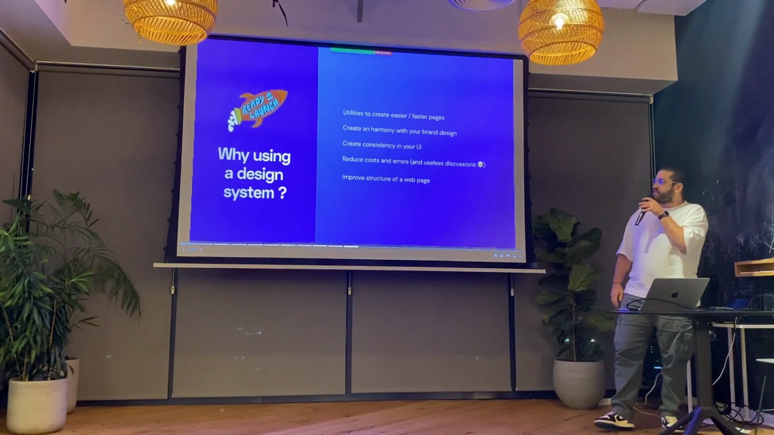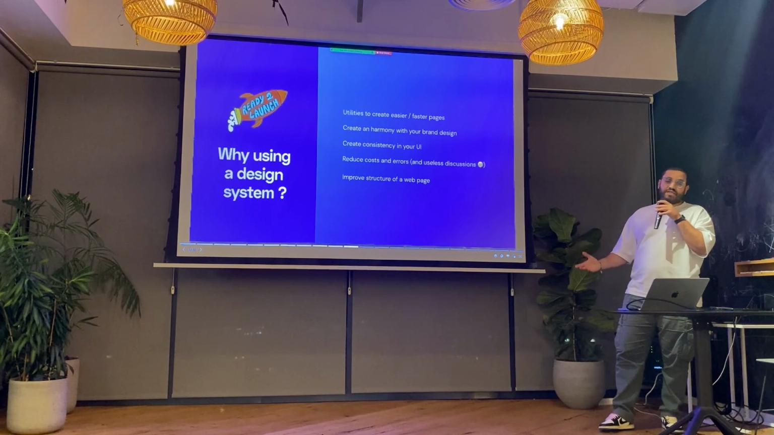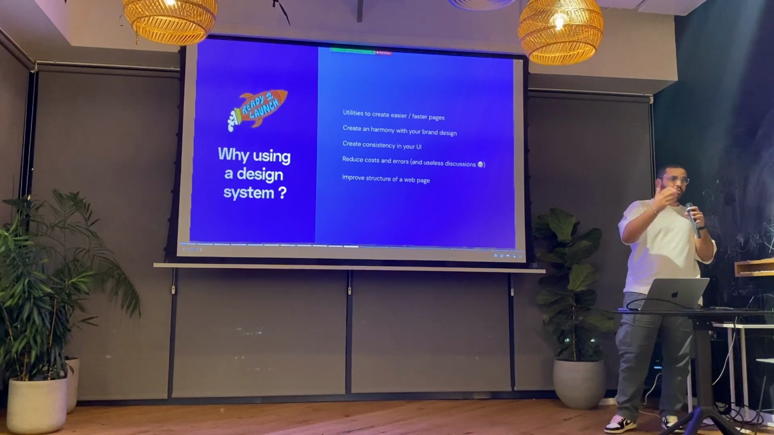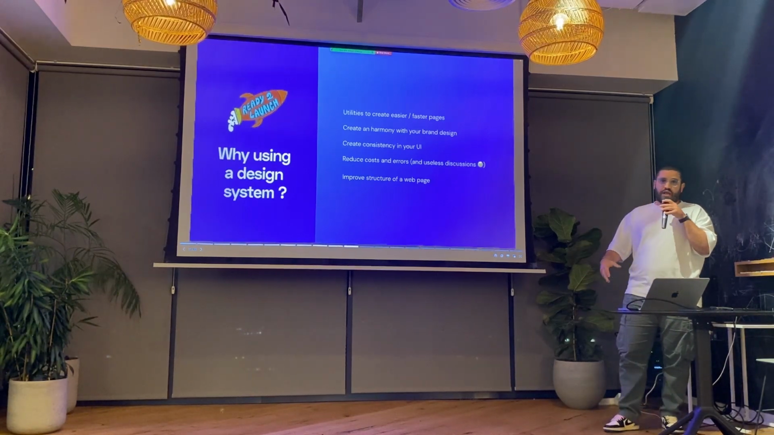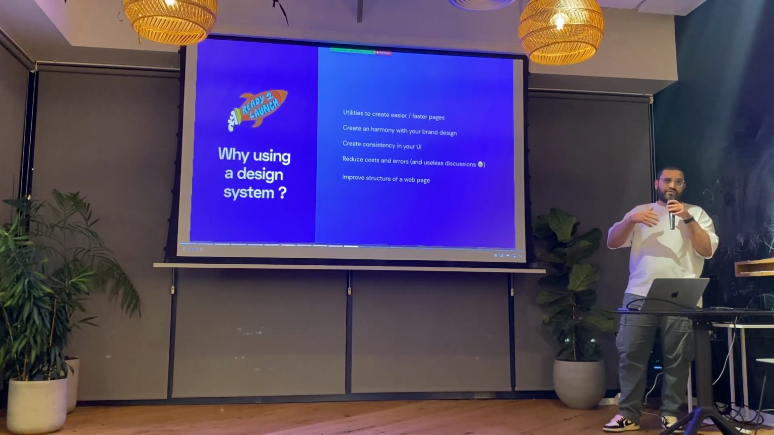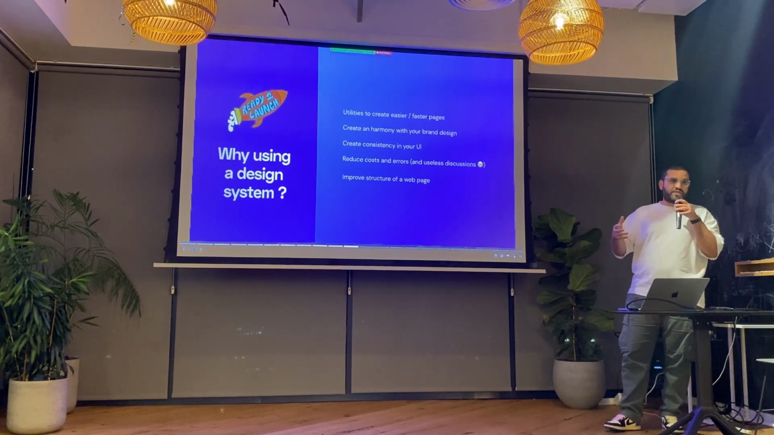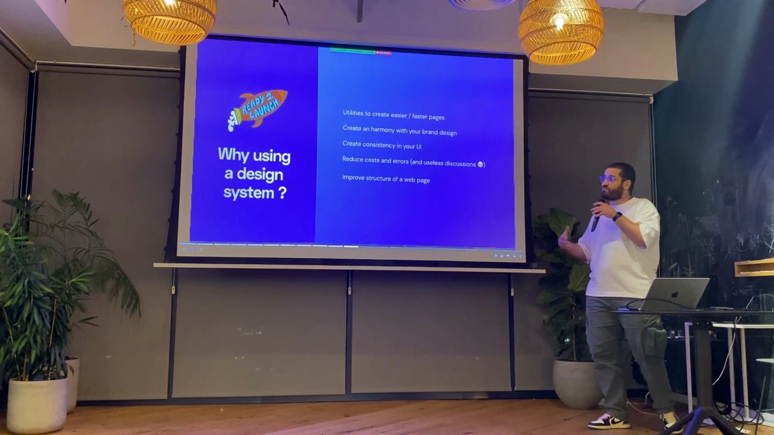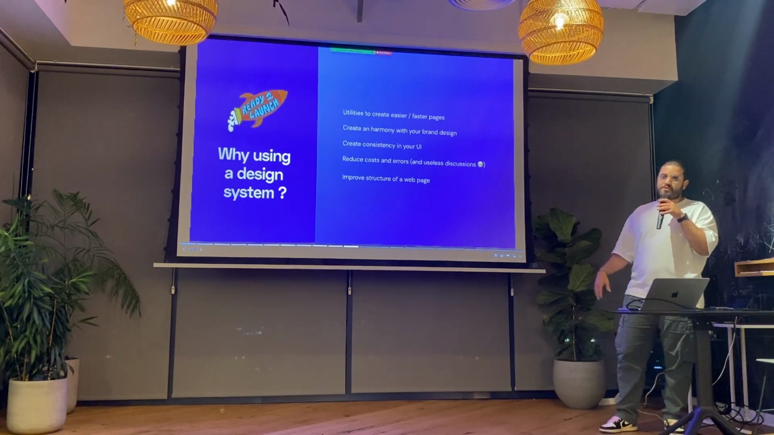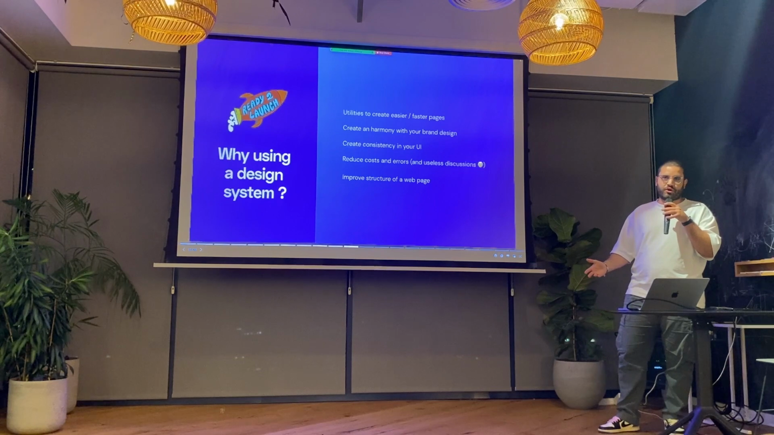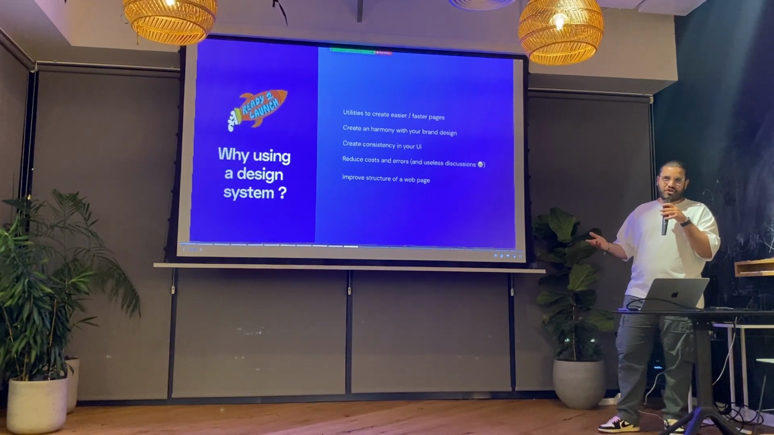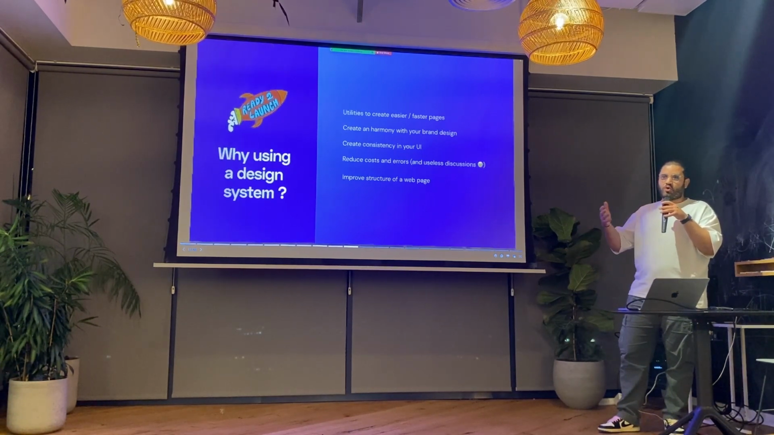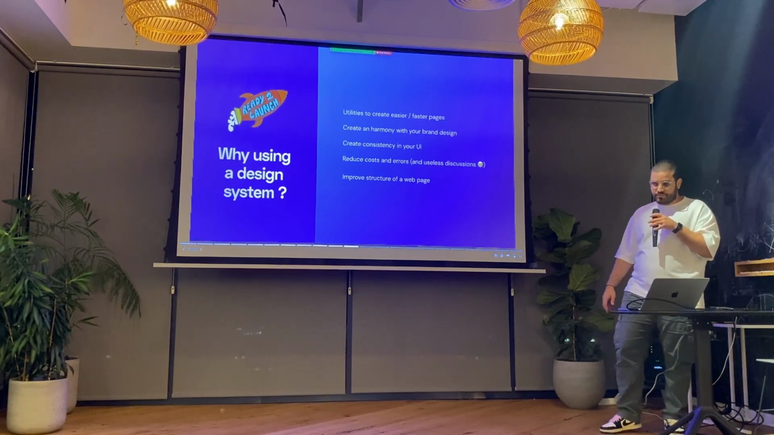So why use a design system? The main utilities are to create pages more easily and faster, create harmony between the different teams, the product team and the design team, follow the guidelines of the different teams working with you, but also create consistency in the UI, and reduce the cost of errors and sometimes useless discussions. If you are speaking about which color the border needs to be, it means you failed in the creation of your design system. It also improves the structure of the page, creating more consistency between all the views in your app.